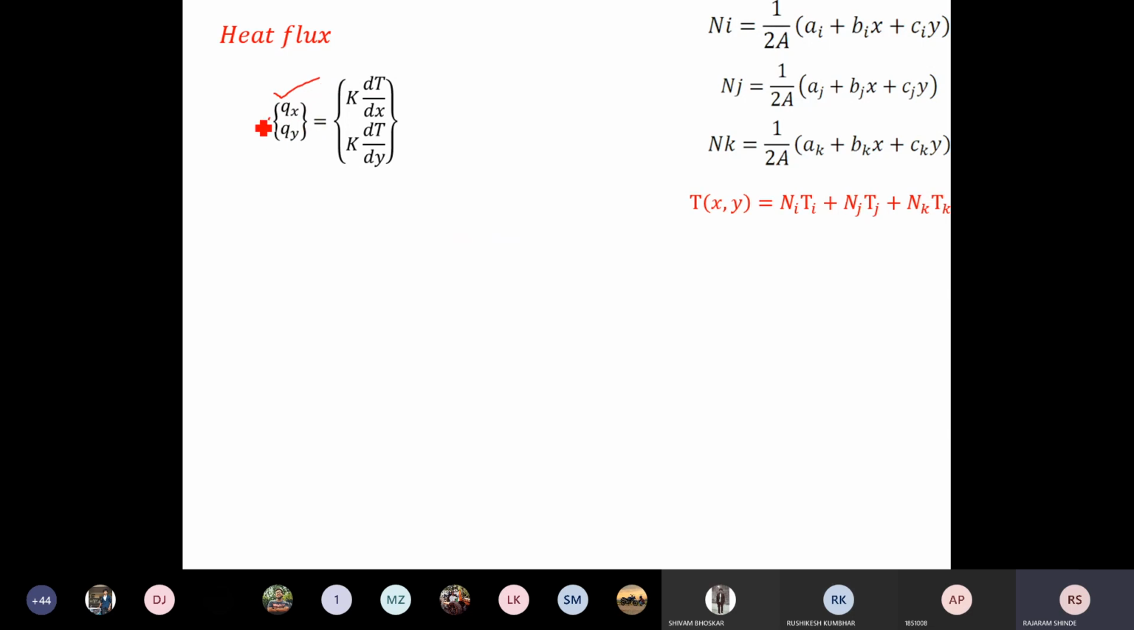Now qx is equal to k into dt by dx. I have not taken the negative sign here because it is two dimensional. Okay, now qx is equal to k into dt by dx, qy is equal to k into dt by dy. Okay, have you got it? If you have a doubt, you can ask me.